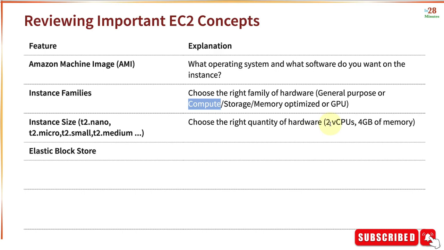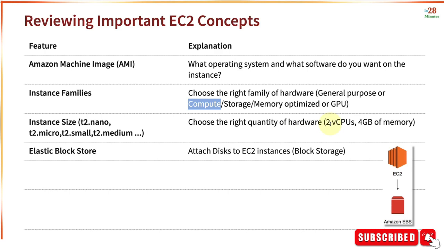Next, let's talk about Elastic Block Store. Elastic Block Store helps you to attach disks, or virtual disks, to your EC2 instances. We'll explore Elastic Block Store a little later as well. This is something which is called block storage. Typically, you would attach a hard disk with your computer or laptop. Similar to that, you can attach an Elastic Block Store instance as a virtual disk with your EC2 instance.